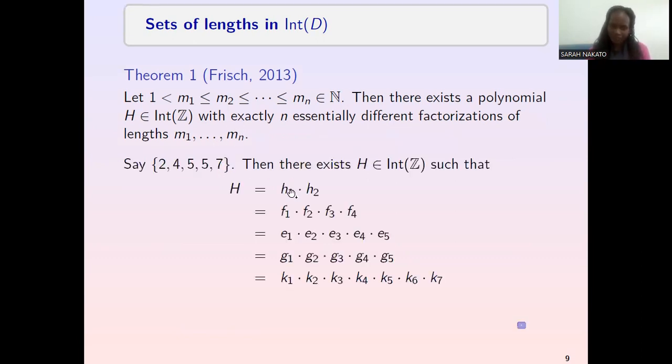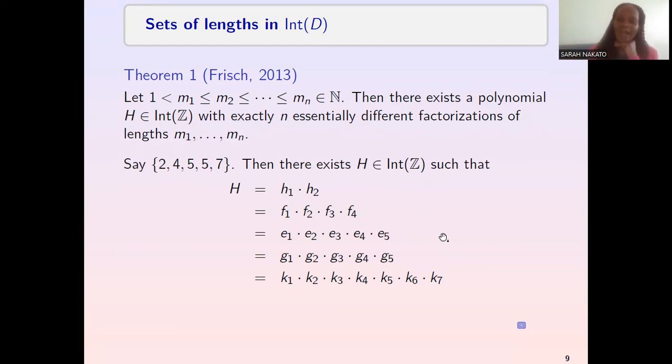What does that theorem say? That I have my finite set. I only need the numbers to be greater than 1, and I can choose any numbers I want. As long as they are greater than 1, I can allow multiplicities. Then I can construct a polynomial in Int(Z) such that that polynomial factors into 2 irreducibles, 4 irreducibles, other 5 irreducibles, other 5 irreducibles, and 7 irreducibles, and only those factorizations. And these are essentially different. That is what this result says, that we can do that in Int(Z).